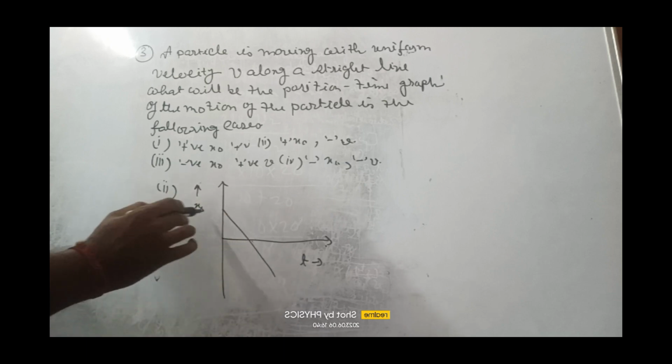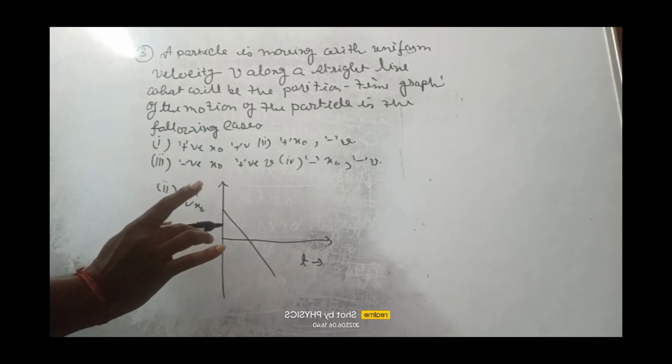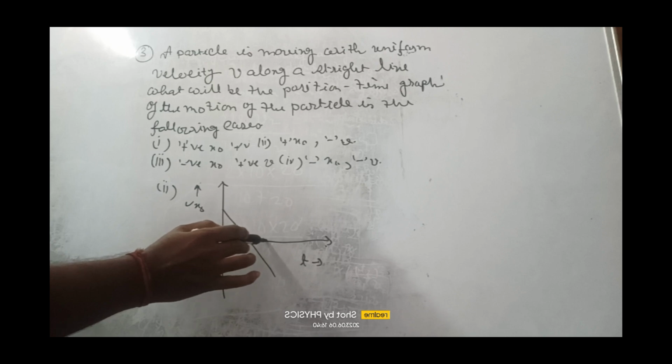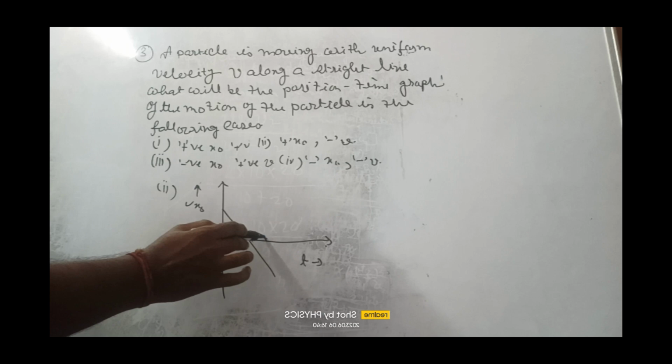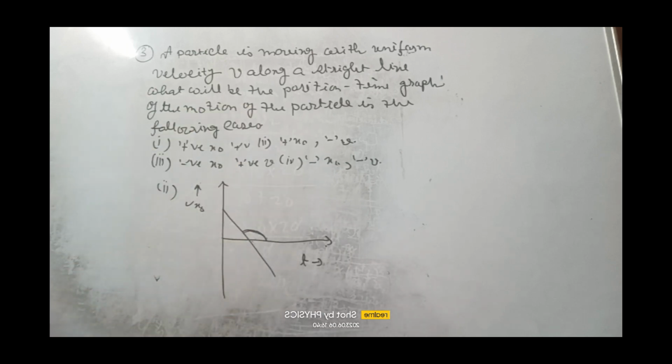Why? x0 is positive, okay, but here the velocity is dx by dt. Here the slope is an obtuse angle, so the velocity is obviously coming negative.